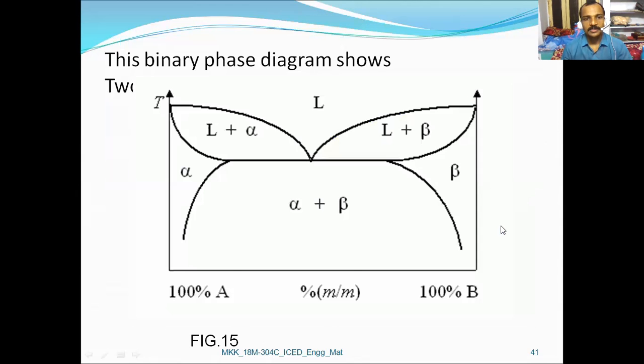And this is the other diagram showing the combinations of compositions: alpha plus beta, alpha, beta, alpha plus beta, L plus beta, L plus alpha, and above is L, nothing but liquid. This is the temperature. This is 100% A and 100% B.